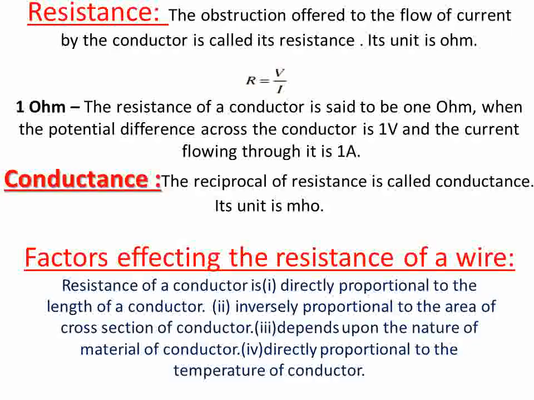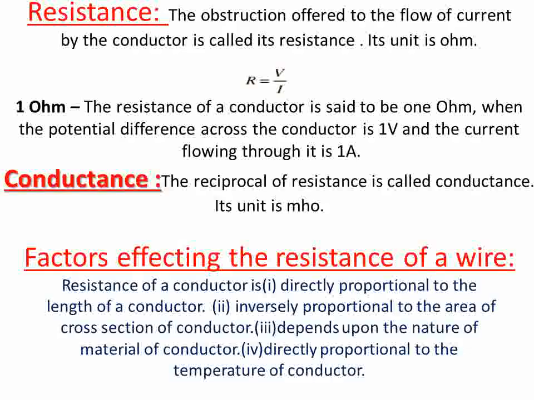Now 1 ohm resistance can be defined as follows. The resistance of a conductor is said to be 1 ohm when the potential difference V across the conductor is 1 volt and the current flowing I is 1 ampere. Next is conductance. The reciprocal, meaning 1 upon resistance, is called conductance, and its unit is ohm inverse, or mho, which is ohm spelled in the opposite order.